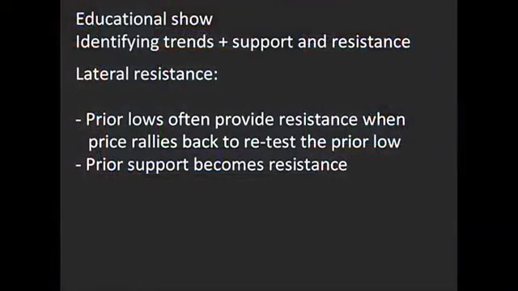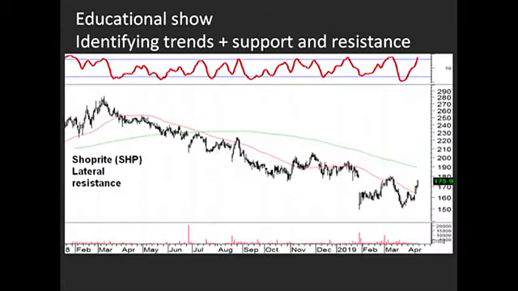What about lateral resistance? Because I suppose you've got lateral support, you can also have lateral resistance, right? That's right. So lateral resistance is where the prior lows very often provide resistance into a rally. Okay, so you've got a share that makes a couple of lows, it falls below those lows, then any rally back up to those prior levels becomes resistance. And exactly that, prior support becomes resistance. So again, best illustrated with an example, and ShopRite is a nice example of this over the last year or so.